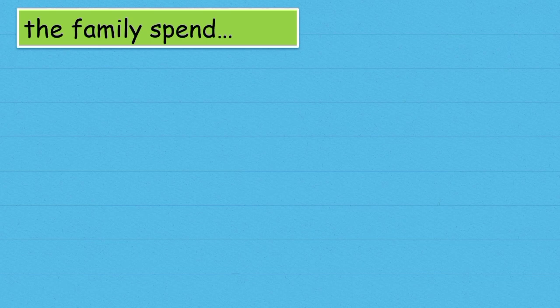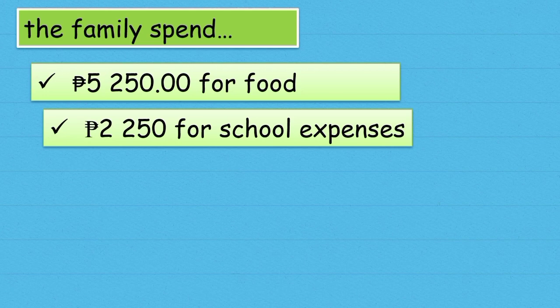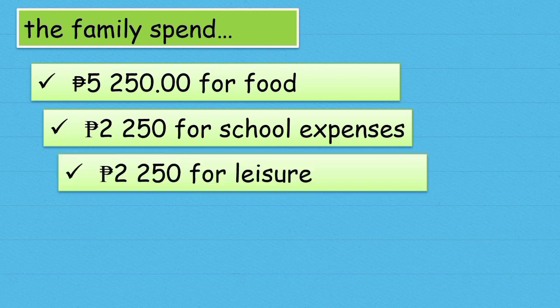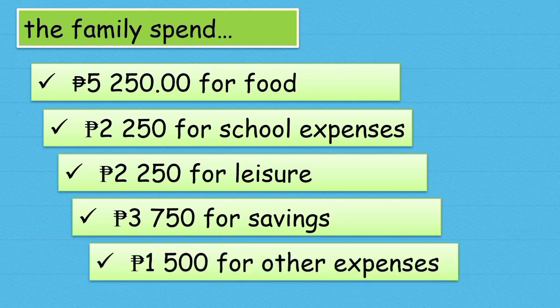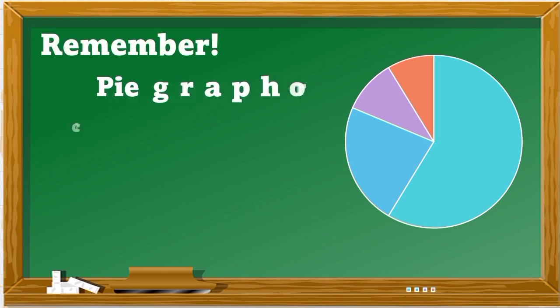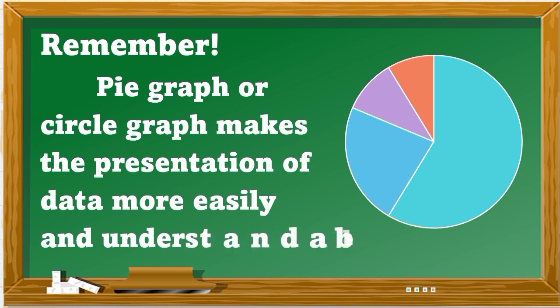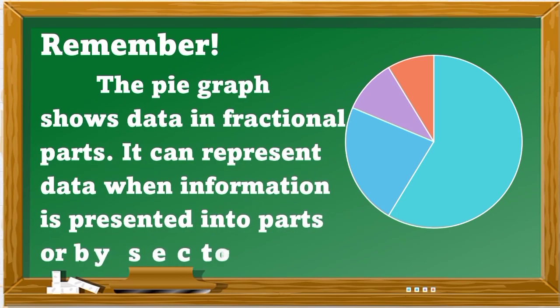Therefore, the family spent 5,250 pesos for food, 2,250 pesos for school expenses, 2,250 pesos for leisure, 3,750 pesos for savings, and 1,500 pesos for other expenses. Total, 15,000 pesos. Remember, pie graph or circle graph makes the presentation of data more easy and understandable. The pie graph shows data in fractional parts. It can represent data when information is presented into parts or by sectors.